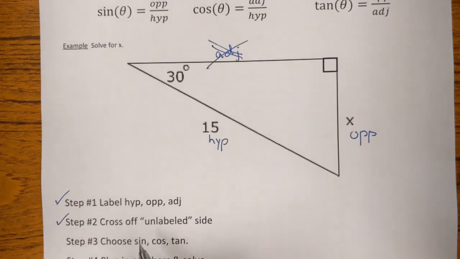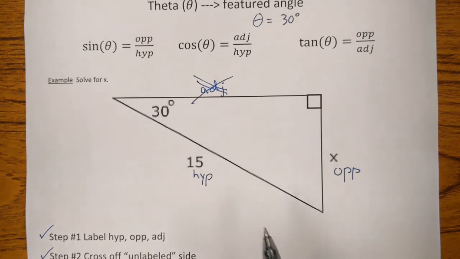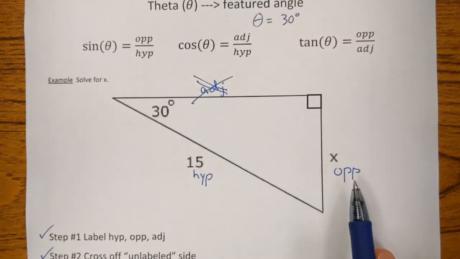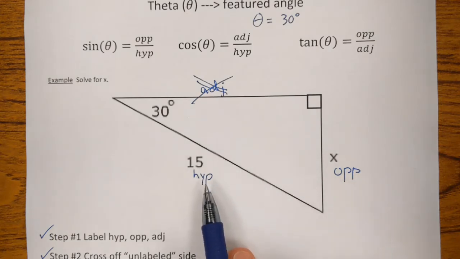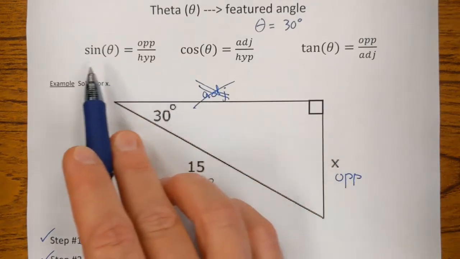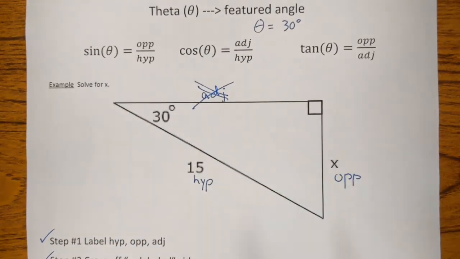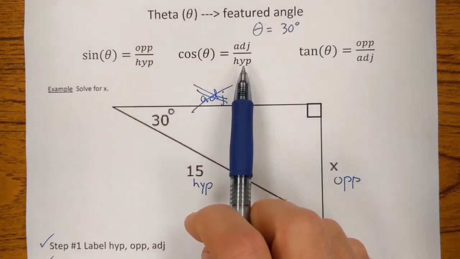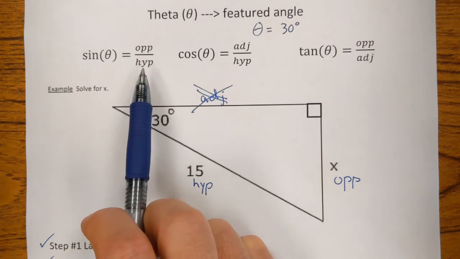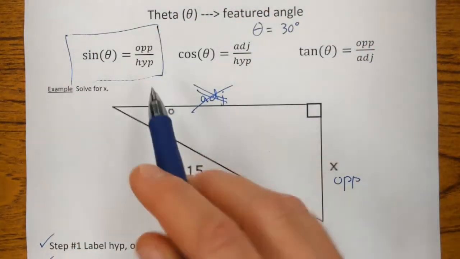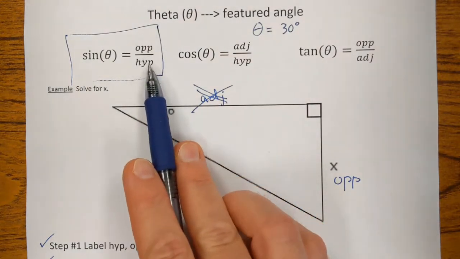Now, step number three, we're going to choose between sine, cosine, or tangent. So look at the two sides that I'm left with. I crossed off the adjacent. I'm left with an opposite leg and the hypotenuse. Well, these are the three most famous trig identities in all of trigonometry: sine, cosine, and tangent. And if you look, only one of these uses the ratio of the opposite leg and the hypotenuse. And look, it's sine here. Sine is the only one of these three ratios that uses opposite and hypotenuse.